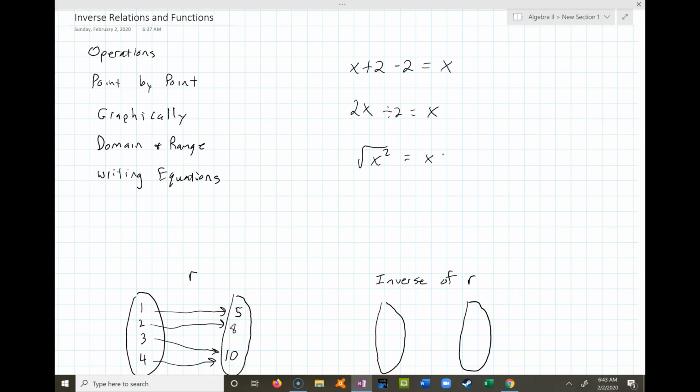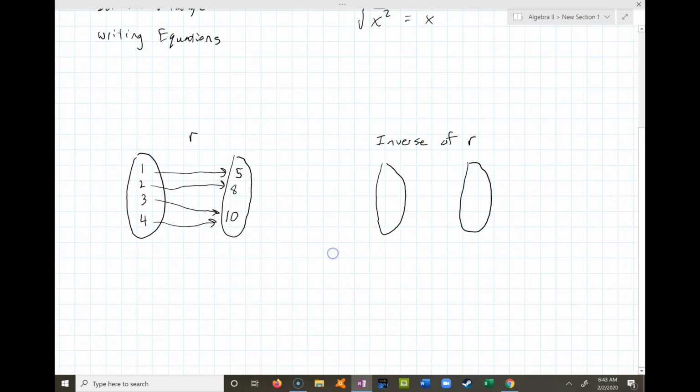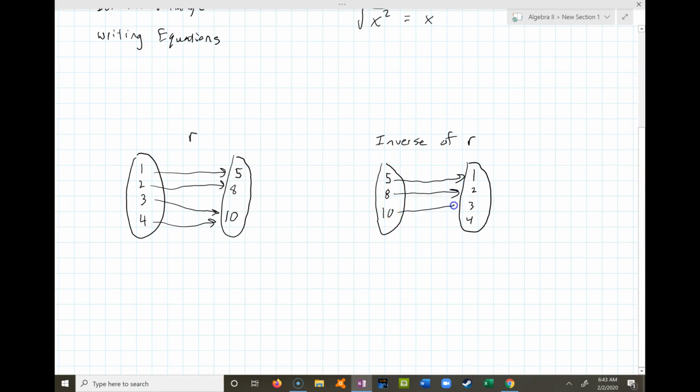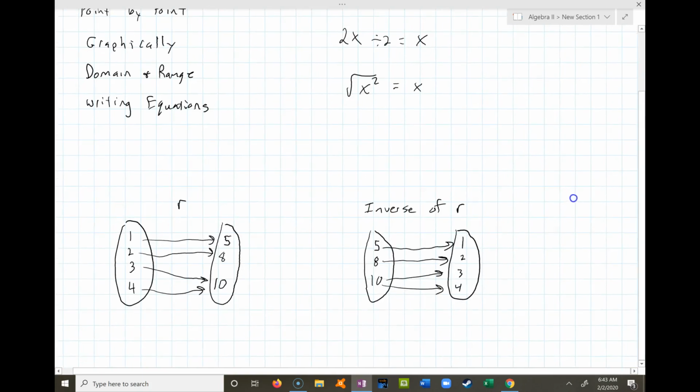So if you think about it, here's a relation down here where we're saying that 1 goes to 5, 2 goes to 8, and 3 and 4 both go to 10. So if we were to write the inverse of r, this would be 5, 8, and 10. This would be 1, 2, 3, and 4. And 5 would be taking you back to 1. 8 would be taking you back to 2. And 10 would go to 3 or 4. Because basically, like we said, it undoes. It takes you back to where you began, right?